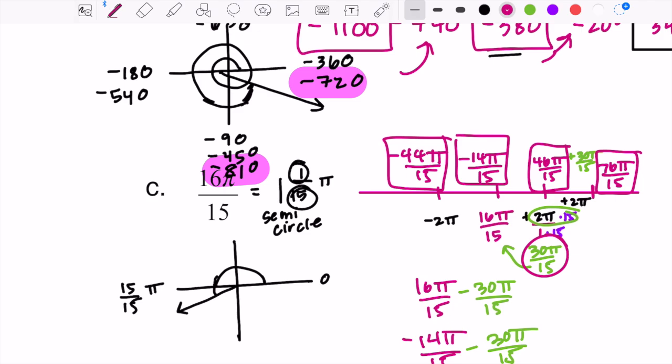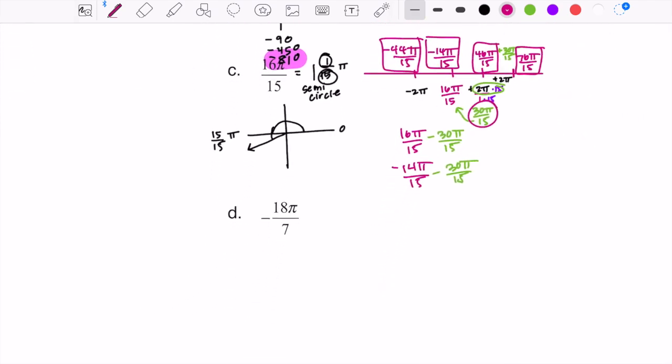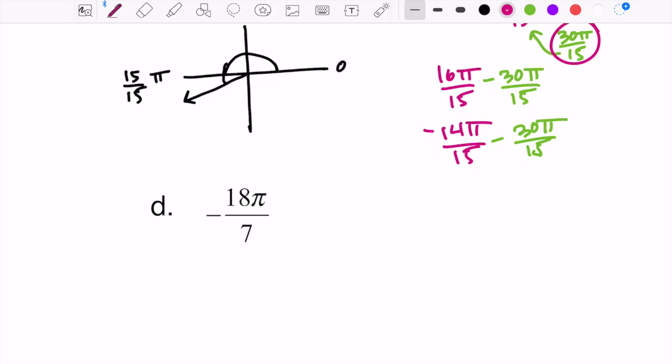So it's nothing like super intense or difficult. You just have to be able to subtract fractions. So we've already practiced that, but it's always a recall issue. So last one, negative 18 pi over 7. So 7 goes into 18 2 times with 4 left over.